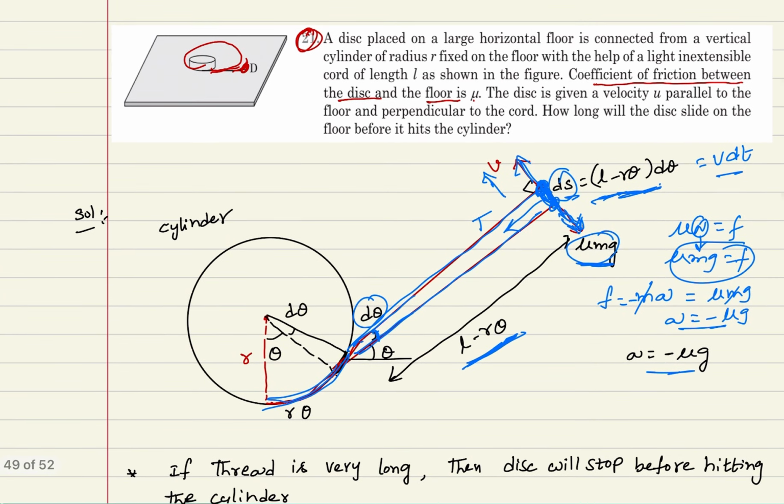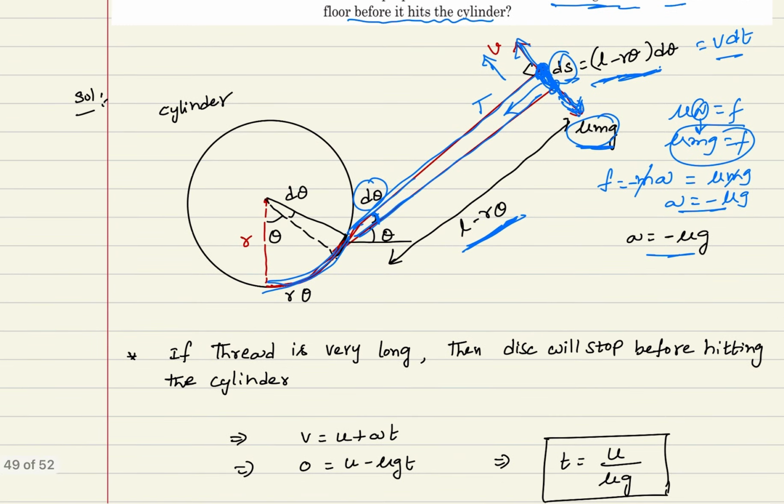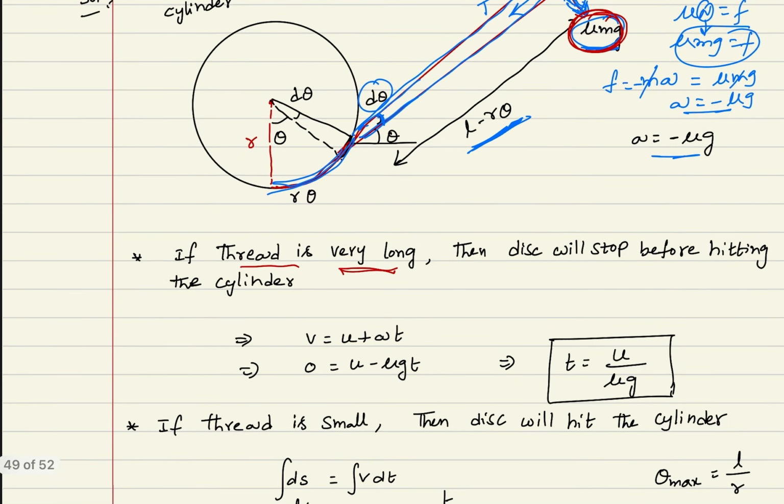There are two conditions I am taking, as they are asking how long will the disc slide on the floor before it hits the cylinder. Let us consider the first case. If the thread is very long, obviously because of this frictional force, before hitting the cylinder, the disc velocity may come to rest. The disc may stop.